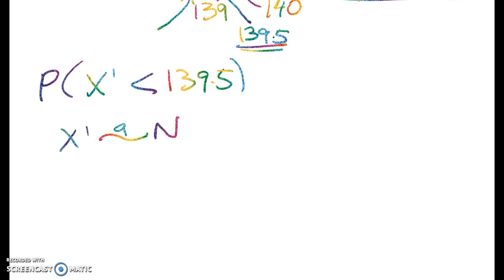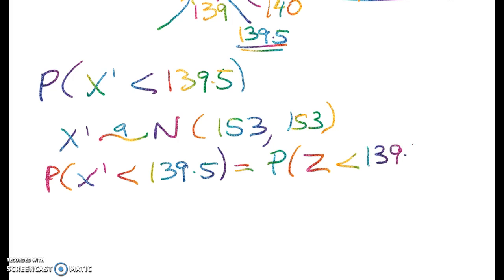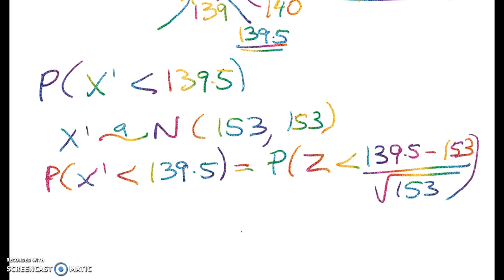So X bar is roughly normal with mean of 153 and variance of 153. The probability that X bar is less than 139.5, we now turn into a normal distribution problem, which is this: the probability that Z is less than 139.5 minus the mean, divided by the standard deviation, root 153. That gives me the probability that Z is less than negative 1.091.